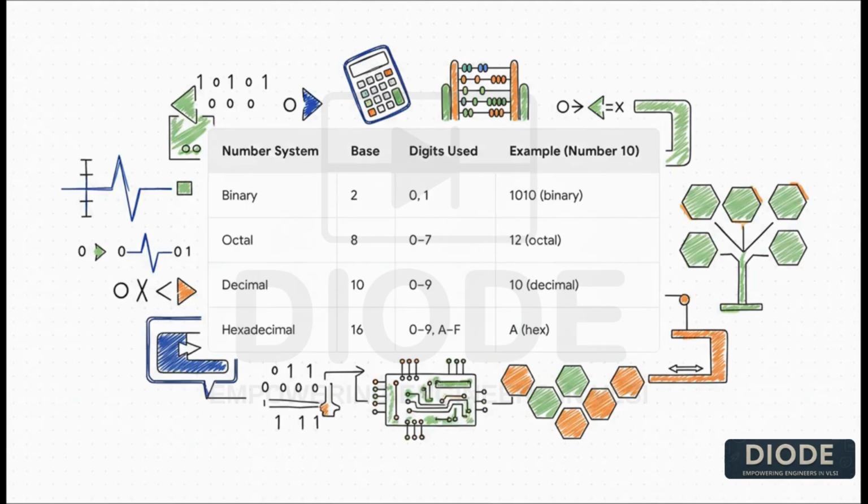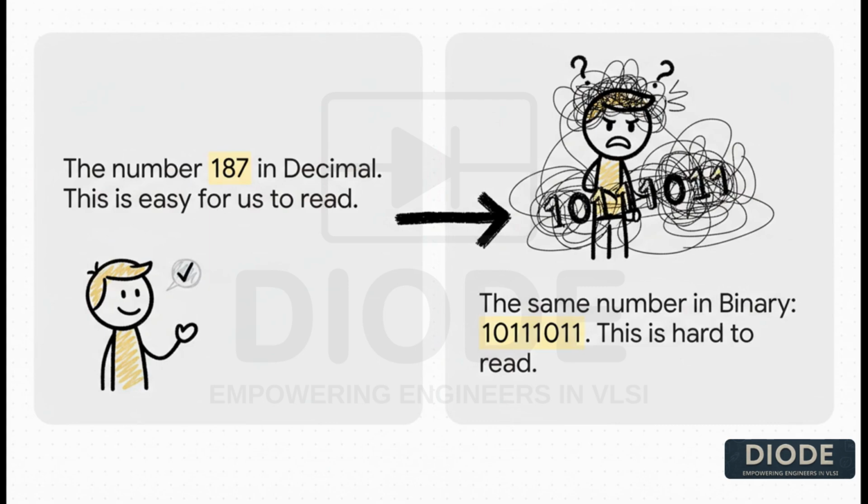Okay, check this out. This table really shows you what's going on. Just take our good old number 10. For us, it's 1, 0. But in the binary language, it's 1, 0, 1, 0. In octal, it's 12. And in hexadecimal, it's just A. It's the exact same value, just written in four totally different languages. And this is why we need those shorthands I was talking about. Look at the number 187. In binary, it turns into this monster. Seriously, can you imagine trying to find a typo in a line of code that looks like that? No way. That's exactly where octal and hexadecimal come in to save the day.